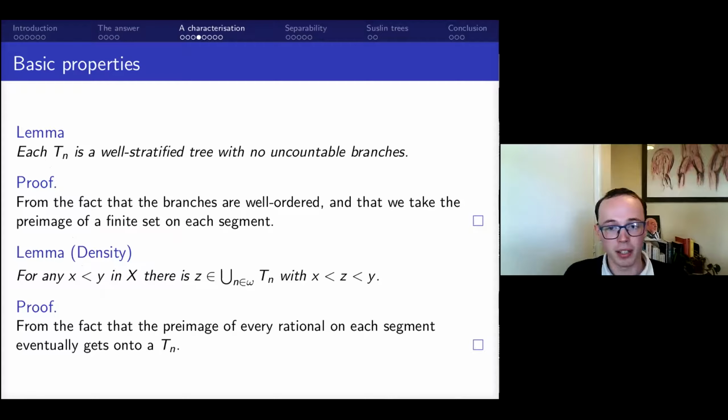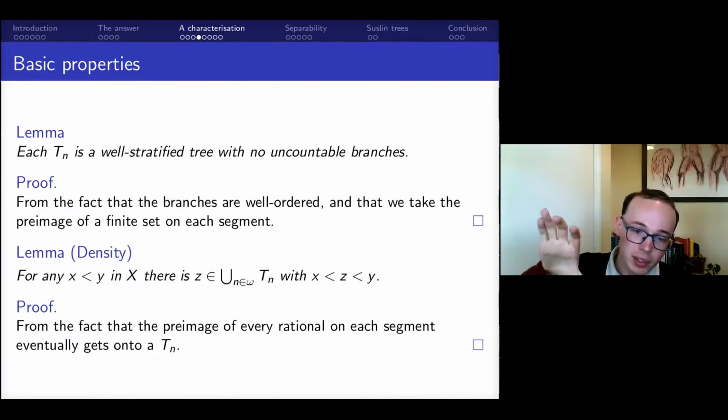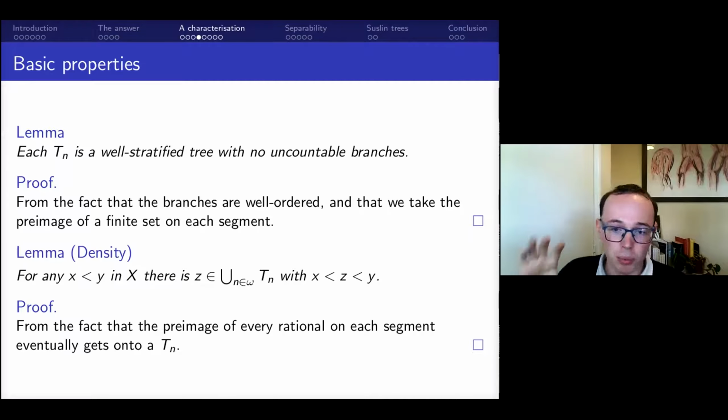And the second fact is this density result, which is that for any x less than y in the original branchwise-real tree order, there is some z in some Tn which lies between x and y. And the reason for this is because eventually on every one of these final segments, we're going to be adding the pre-image of every rational number. So eventually we're going to be getting dense inside the union.